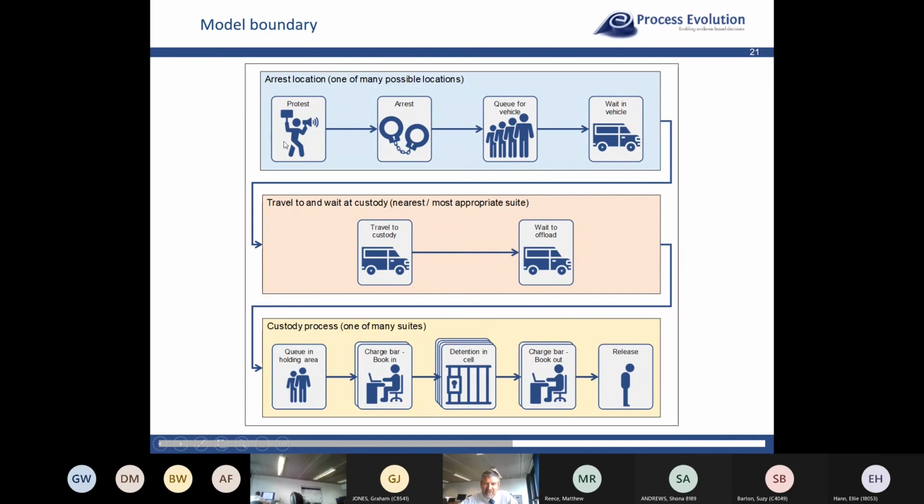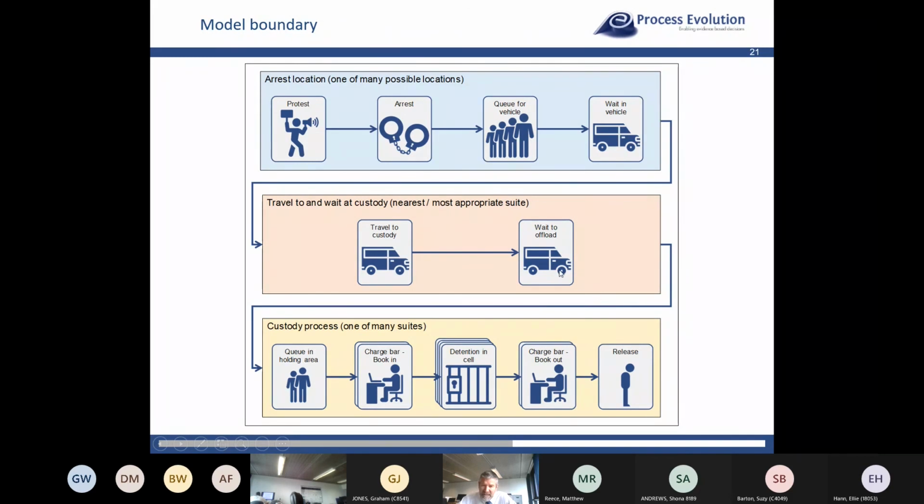So in terms of the model boundary and the process map, we've got the process occurring. An arrest is going to be made. You're going to have to queue somewhere in a line for a vehicle on site where the arrest has been made. Then you're going to be put into the vehicle. The vehicle's then going to wait potentially for more people who are arrested, but there's only going to be a finite time before it has to go anyway. The vehicle's then going to have to travel to custody, and then it's going to be waiting at custody whilst it gets offloaded. Now, if the custody suite's got a holding area, you can offload the vehicle quickly and get that vehicle back round to pick up more customers.